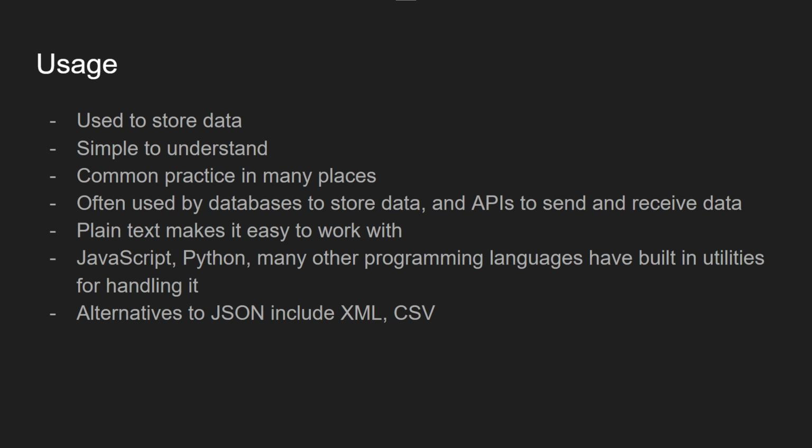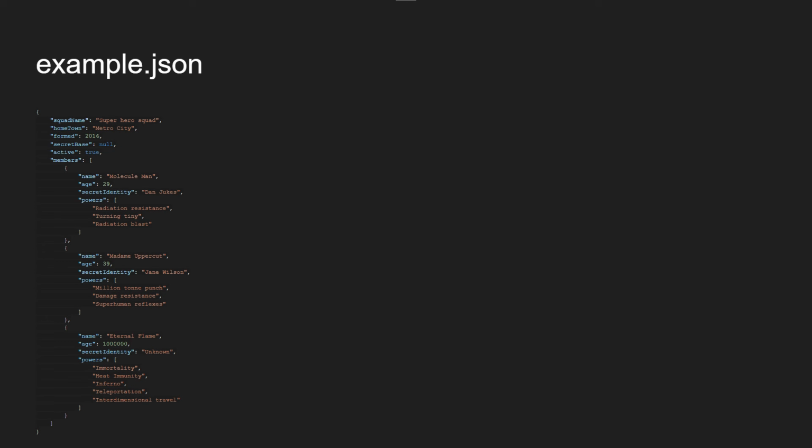JavaScript, Python, and many other programming languages have built-in utilities for handling JSON data. For example, JavaScript has JSON.parse and JSON.stringify, and in Python you can import JSON and then use JSON.loads and JSON.dumps. Alternatives to JSON for storing data include XML and CSV. Here's the full example JSON.